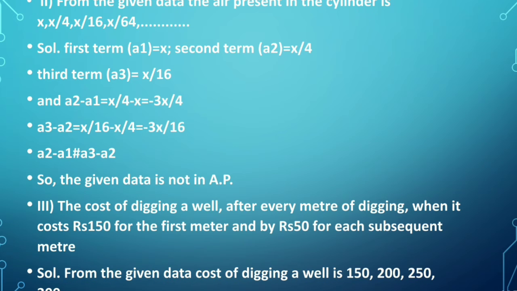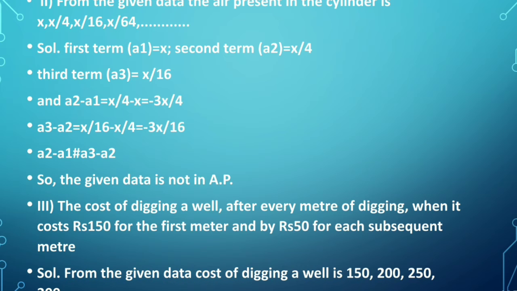So solution: first term A1 is equal to X, second term A2 is equal to 1 by 4 into X, that is X by 4, third term A3 is equal to 1 by 4 into X by 4, that is equal to X by 16. So by observing these three terms, we can find A2 minus A1, that is X by 4 minus X, which gives minus 3X by 4, whereas A3 minus A2 is equal to X by 16 minus X by 4, that is equal to minus 3X by 16. So here students observe A2 minus A1 is not equal to A3 minus A2. So the given data is not in AP.